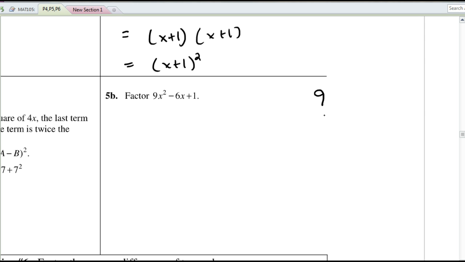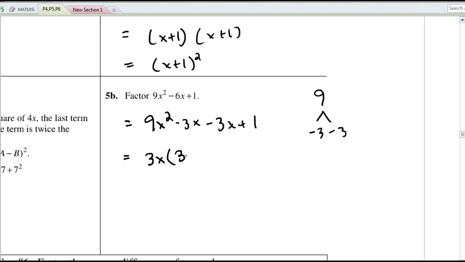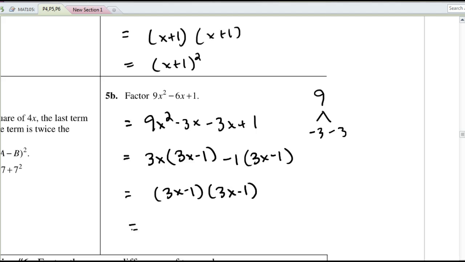So 9 times 1 gives me the top number, and I need factors that add up to minus 6. Well, minus 3 and minus 3 do the job. So I split up the middle term: 9x squared minus 3x minus 3x plus 1. First factor, I can take out a 3x, and I get 3x minus 1. Copy down 3x minus 1 again, and I notice that I'm just going to have to take out a minus 1. So I end up with 3x minus 1 times 3x minus 1, or 3x minus 1 squared.